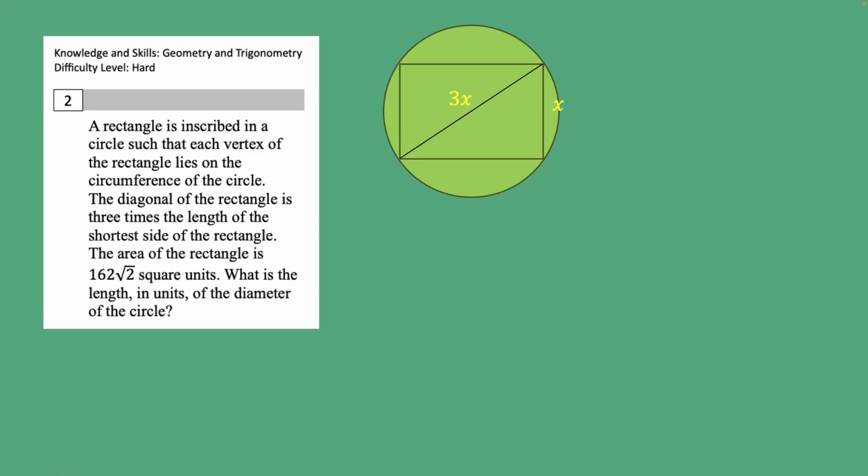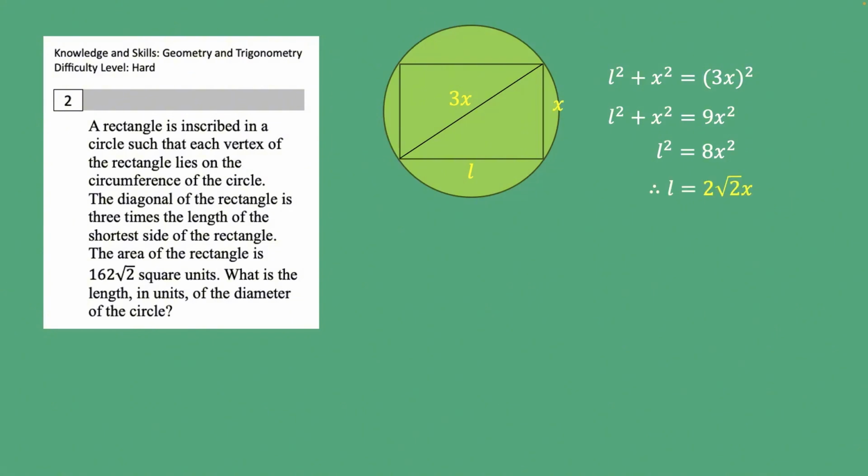Let's find the longer side L. Using the Pythagorean theorem, we have L squared plus x squared equals (3x) squared. L squared plus x squared equals 9x squared. L squared equals 8x squared. So the longer side L equals 2 square root 2 x.